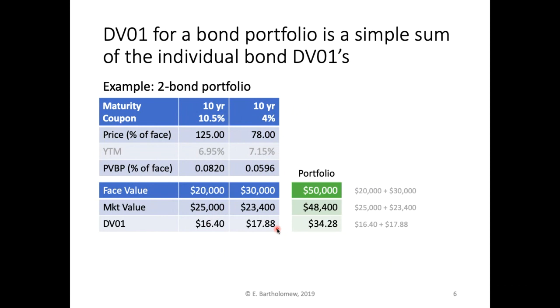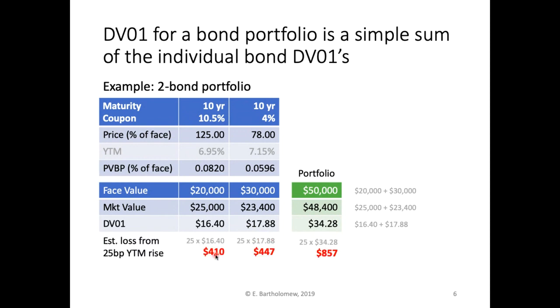And so for the portfolio as a whole, we can summarize by adding across the columns. So we now have a portfolio that has 50,000 face, 48,400 is the market value, the sum of these two. And the DV01 for the portfolio is 3428, again, the sum of these two. And that represents what the portfolio would gain or lose for a 1 basis point shift in both of the bonds in the portfolio in the same direction.